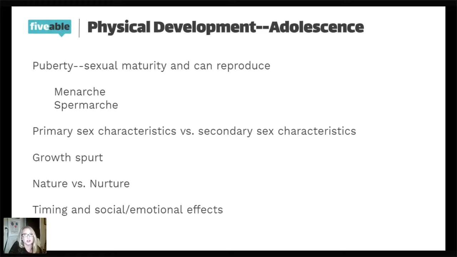However, nurture or the environment can also play a role here. For example, in wealthier countries, adolescence and puberty will happen earlier, mostly because of better nutrition. Now, the timing of puberty, which generally happens earlier for girls than it does for boys, can have some social and emotional effects, particularly with girls. If girls develop earlier, they're more likely to be anxious than when boys develop earlier.